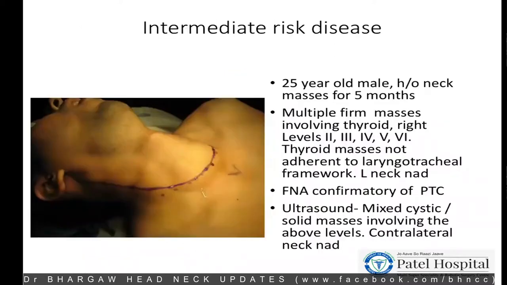So let's look at another intermediate risk patient. Contrary to the last patient with intermediate risk that we talked about, the last patient was at risk in view of the size of the tumor, but this patient is intermediate risk in view of the gender as well as the fact that the patient has multiple studded lymph nodes along the lateral cervical chain.